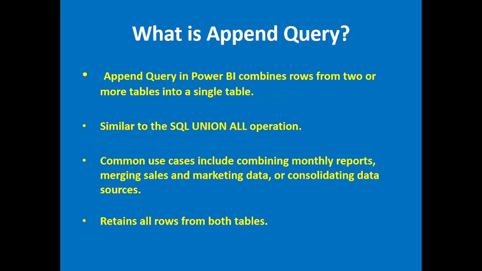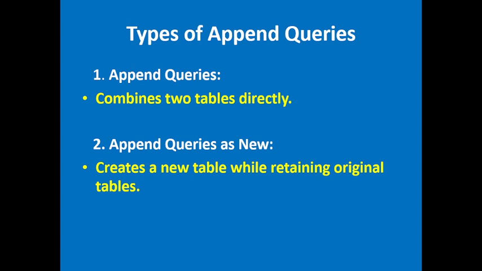Okay. So types of append queries. Basically we have two types: append queries and append queries as new. You'll be more clear when you see the practical implementation. Append query means it combines the two tables directly, and append queries as new creates a new table while retaining the original tables.